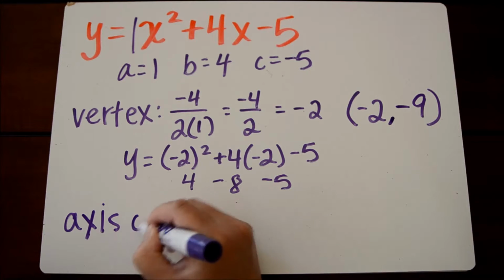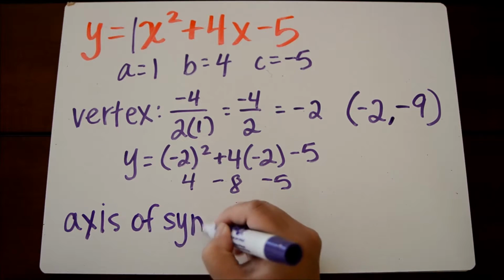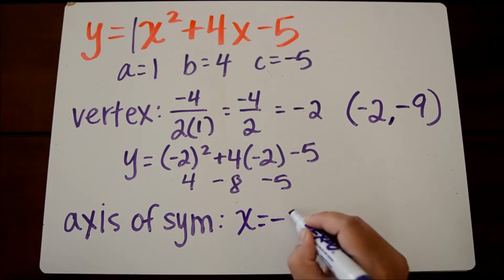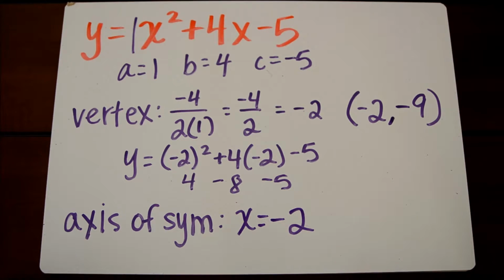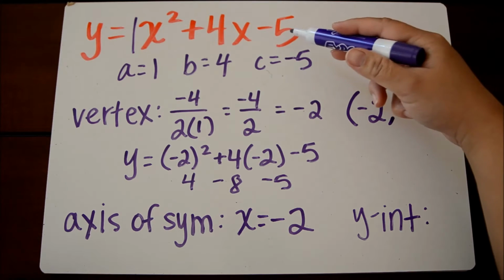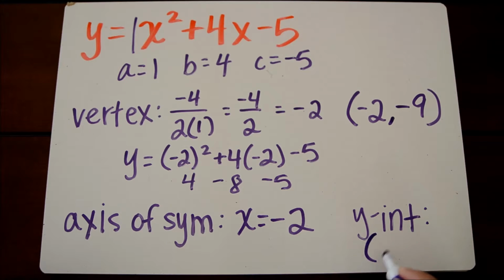The axis of symmetry, we could use the formula, but we also know that it goes through the x value of our vertex. So it's going to be x equals -2. And the y-intercept is just our c value. So for this example, our y-intercept is 0, -5.